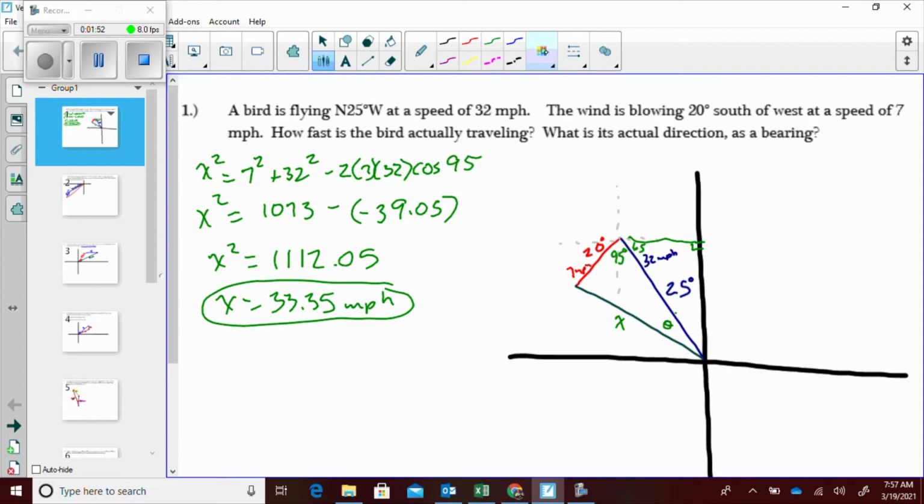And now, to find our theta, we can just do the sine of theta over 7 is the sine of 95 over 33.35. So that will give me sine of 95 divided by 33.35 times 7. I'm going to take the inverse sine of that value. Theta is 12.07.